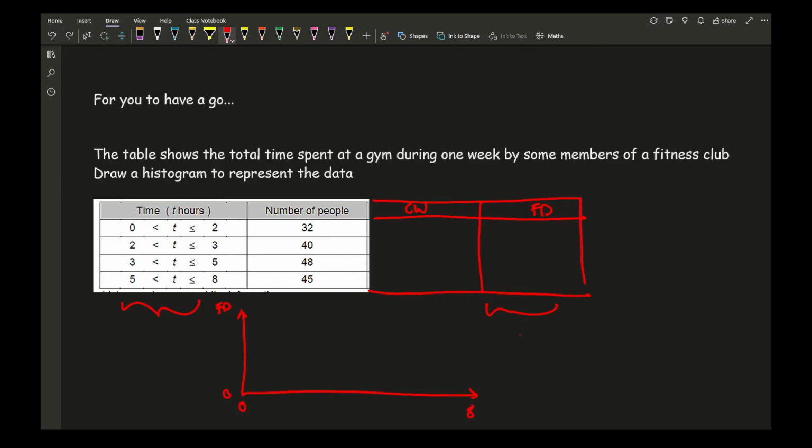And again, the key principle is don't forget to label your axes, including the units. And obviously frequency density doesn't have a unit, but just make sure you label it as FD or frequency density. So again, have a go at this question, complete the table and pause the video, and then when you restart, I'll go through the answers.